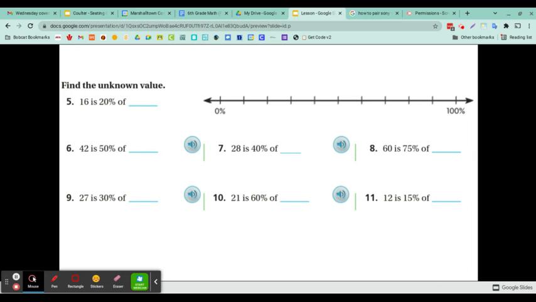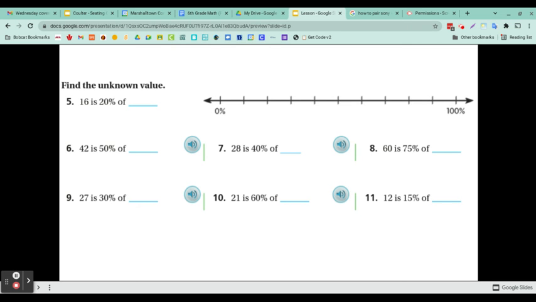So today we are going to be reviewing a couple questions that we did in lesson 5.6. If you don't have your book open to this page with these questions, go ahead, pause the video, and make sure that you have them open. So this first one we're going to be doing is 16 is 20% of what?